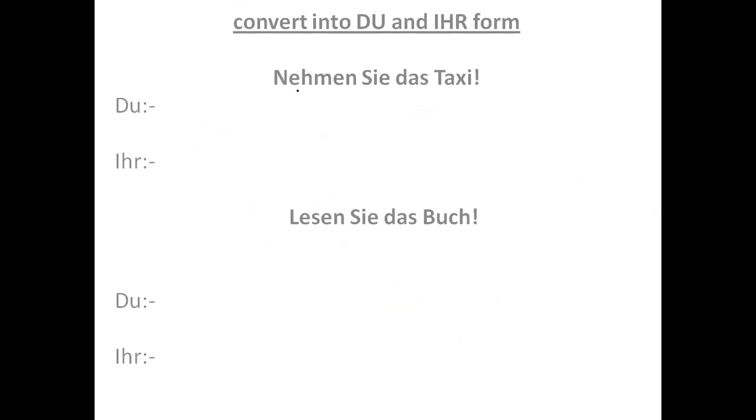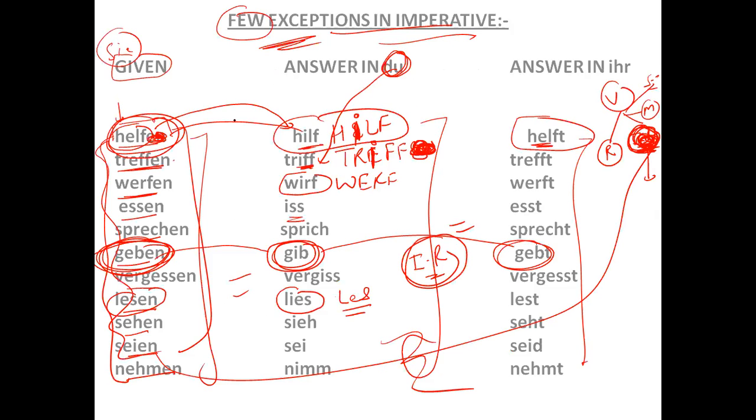Right here it says nehmen Sie das Taxi, take the taxi. आप प्लीज टैक्सी लीजिए, Sie form, right? So I need to convert into du form. And since nehmen belongs to irregular verb, I have a separate answer for it.